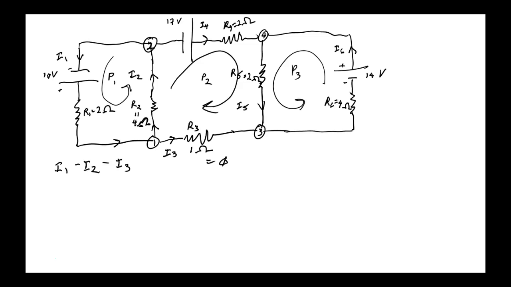Junction 2, we have going out I1, so let's make that a minus I1 because it's going out. Coming in is I2, and going out is I4. And that's equal to 0. Agreed? I'm going to move my I4 back a little bit. I got a little carried away.